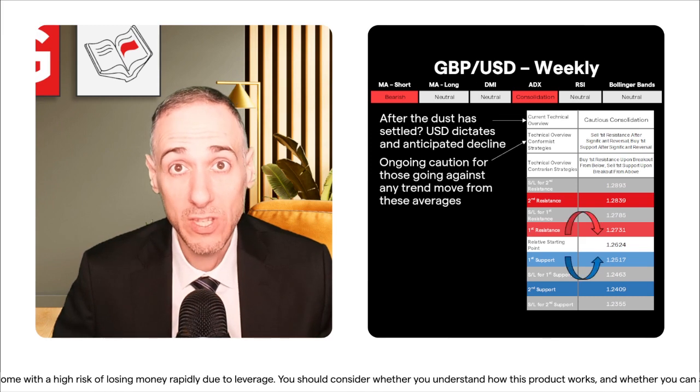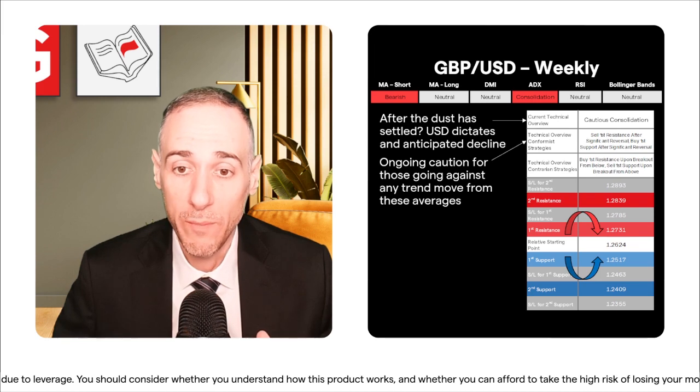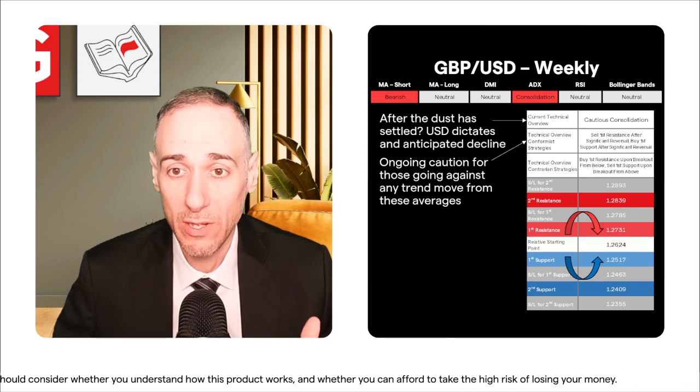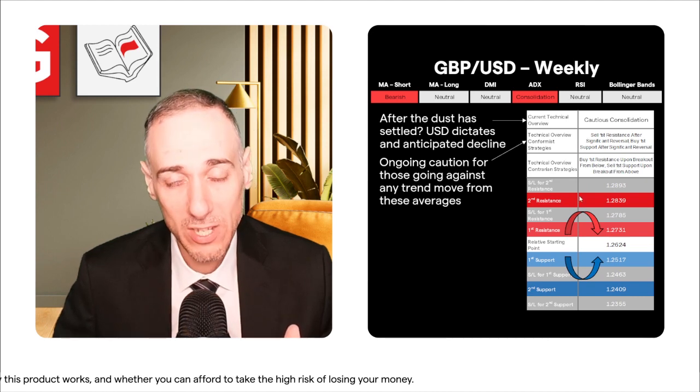But for now, when it comes to the strategies on the weekly time frame, ongoing caution for those going against any trend move from these averages, and that means that you're talking about selling the first resistance after a significant reversal. So you're waiting for it to breach significantly.